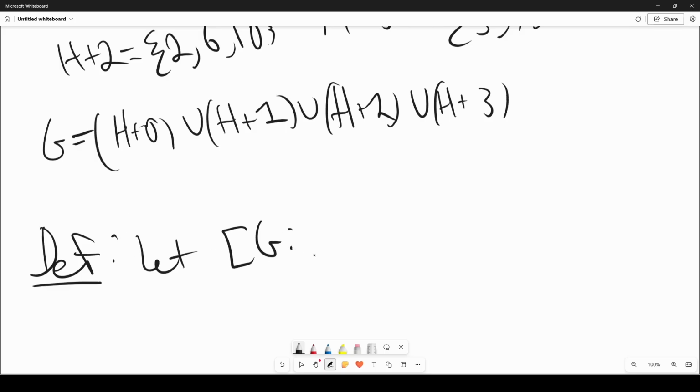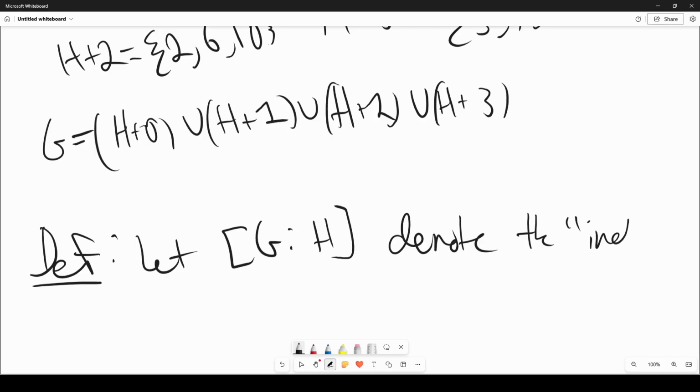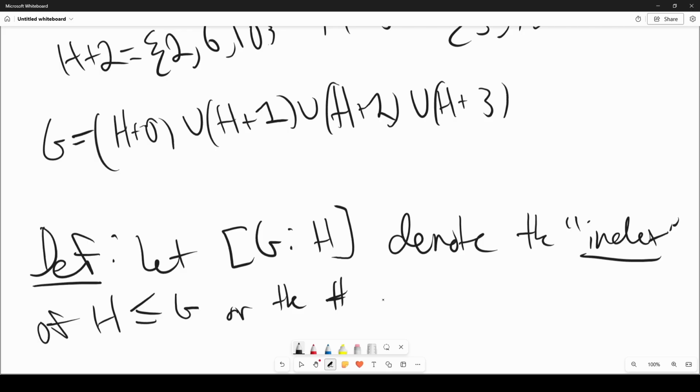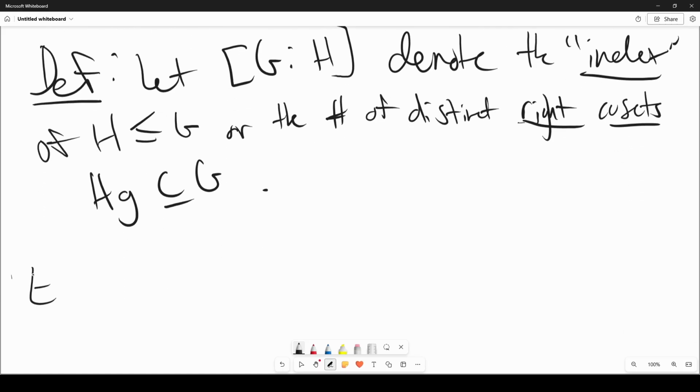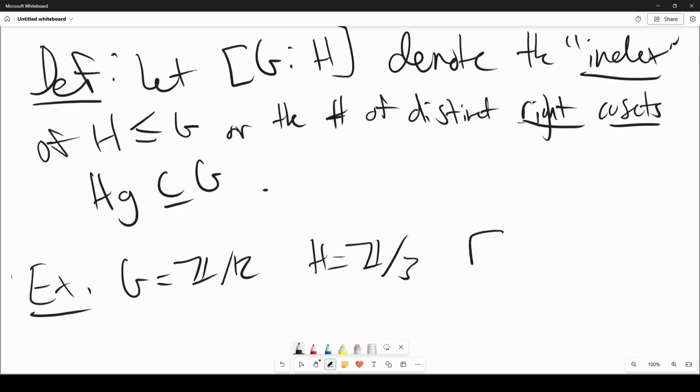So let [G : H], with these little brackets, denote the index of H as a subgroup of G, or the number of distinct right cosets of the form Hg in G. So in this case above, when G equals Z mod 12 and H equals Z mod 3, the index of H in G was equal to 4 because we had 4 distinct right cosets.